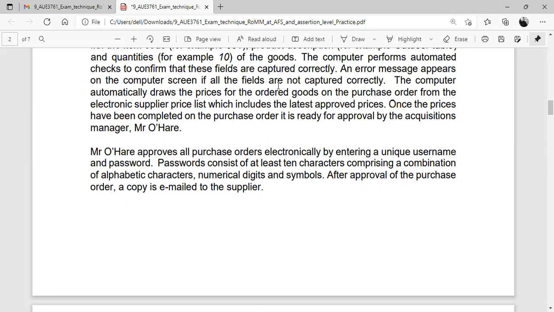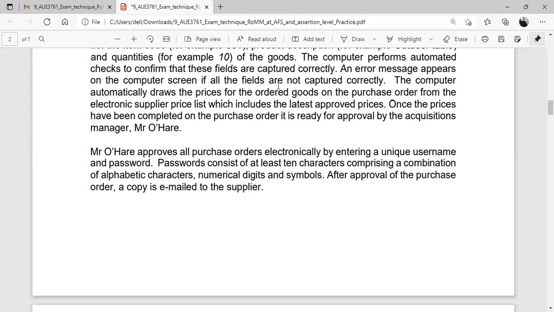Could you please repeat your question? I want a test of control that has to do with the approval of acquisitions by the acquisitions manager.